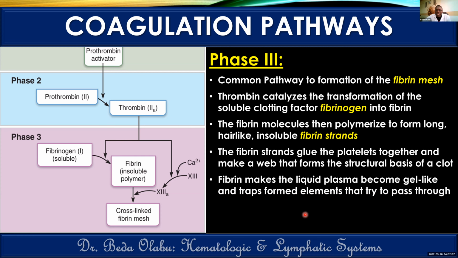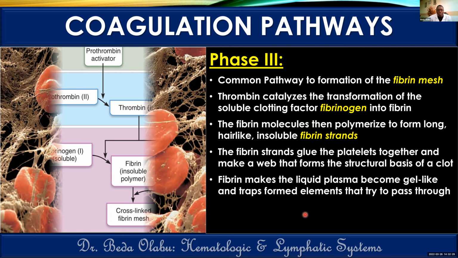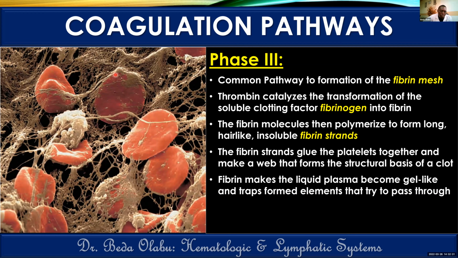Usually fibrin will make the liquid plasma become gel-like, and that helps to trap many formed elements, including red blood cells, which would have just leaked through that particular break, will now be trapped. And so in a clot, you have trapped red blood cells as well, even trapped white blood cells also there. This image shows you the fibrin polymers and the red blood cells which have been trapped within those fibrin polymers.